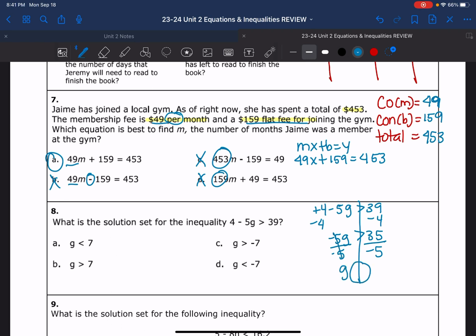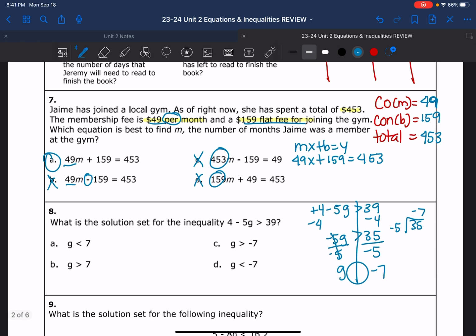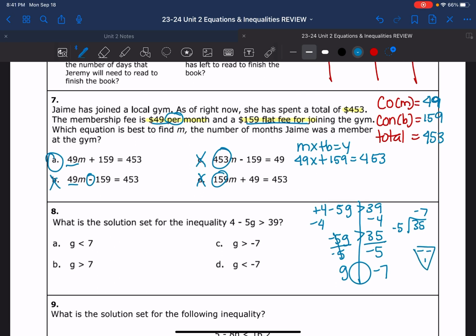I'm going to leave this space blank because I'm working with inequalities. I want to check my last question. Okay, then 35 divided by 5. I know that 5 times 7 is going to give me, and it has to be a negative 7 because I have a positive 35. Remember this, guys. You have a negative, you have a positive, so the only one that's left is a negative.